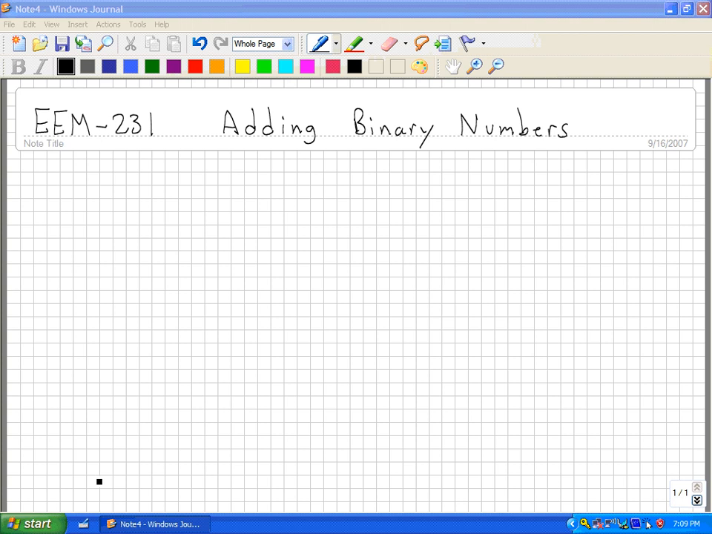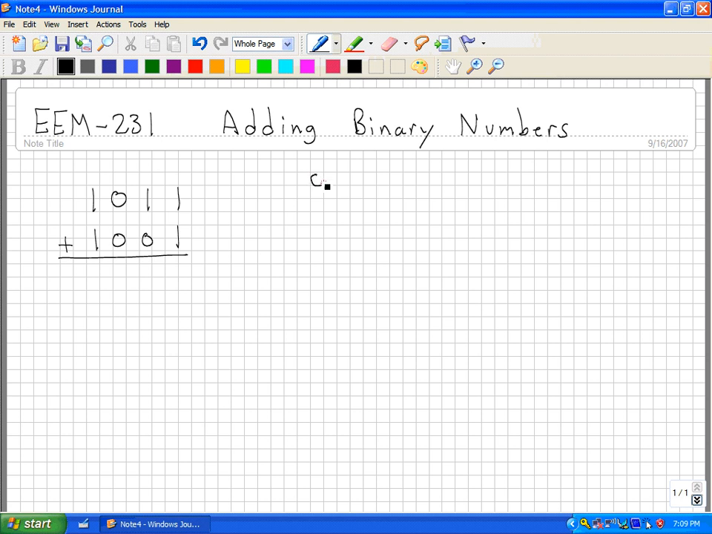Let's add two binary numbers. Let's take the binary number 1, 0, 1, 1, and let's add 1, 0, 0, 1. There are four rules we must remember when adding binary numbers.